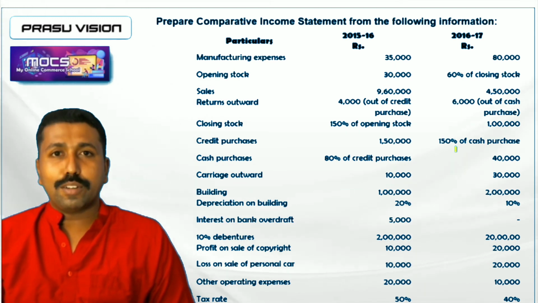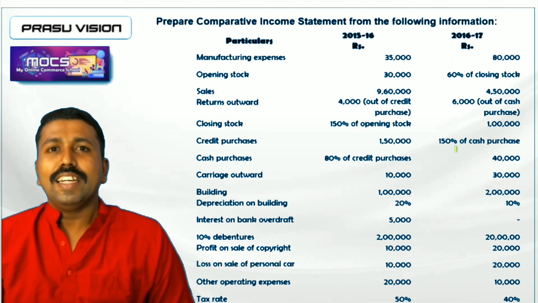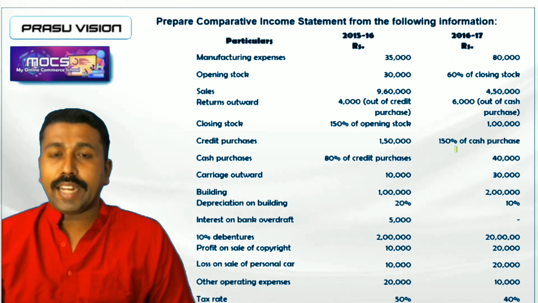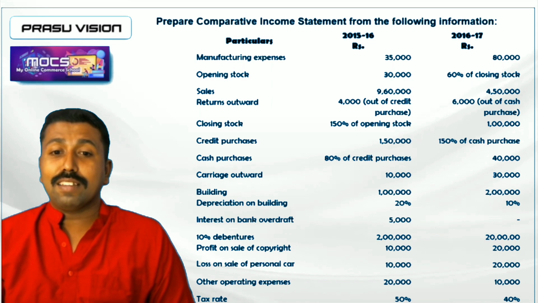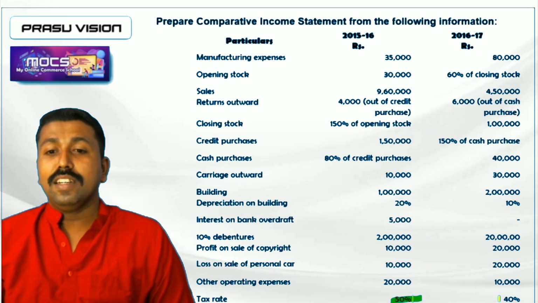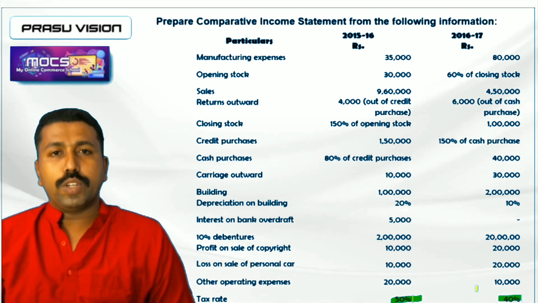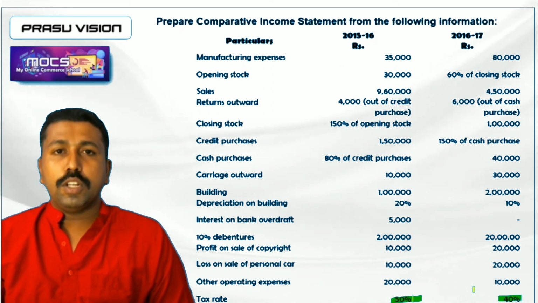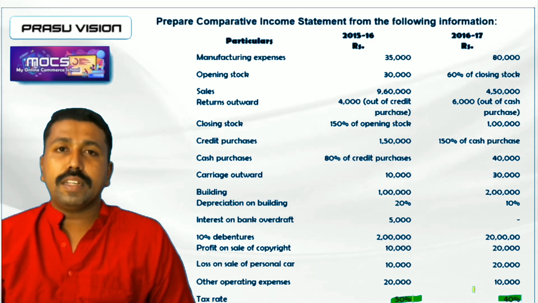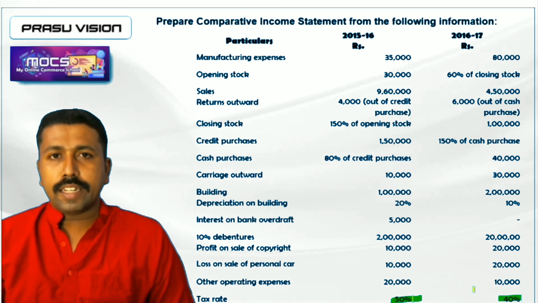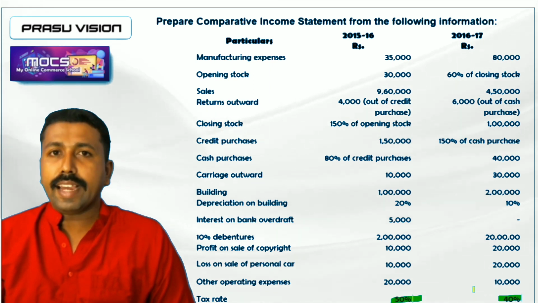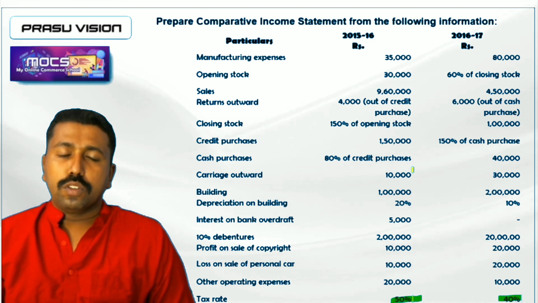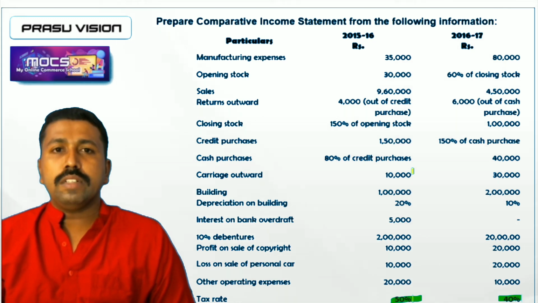The difference between total revenue and total expense will be the amount of profit before tax, and the tax rates there are 50% and 40%. So you can find out the tax also. When you deduct the tax from profit before tax, you will get the profit after tax amount.